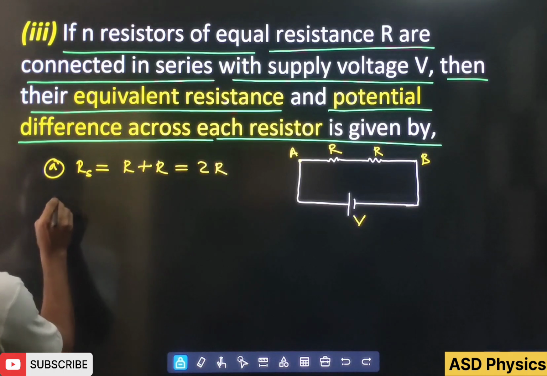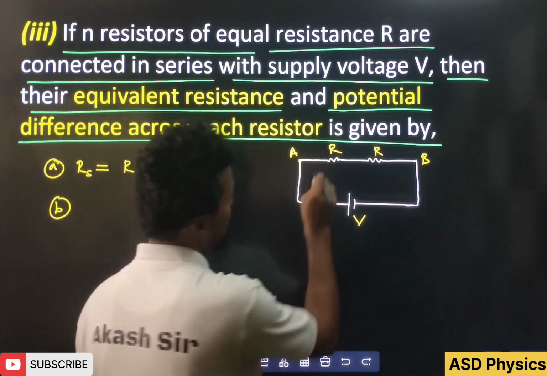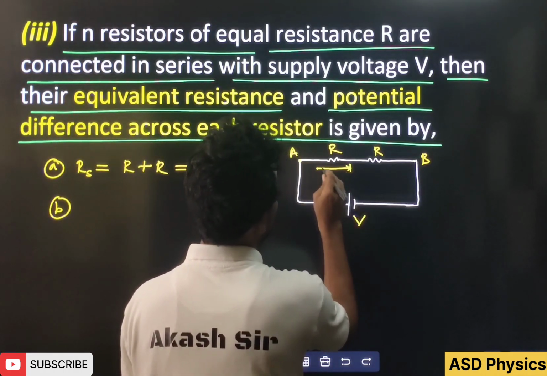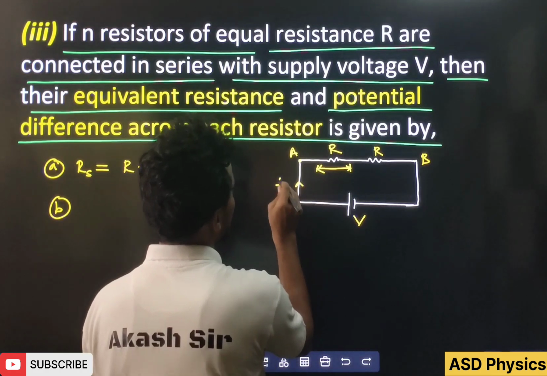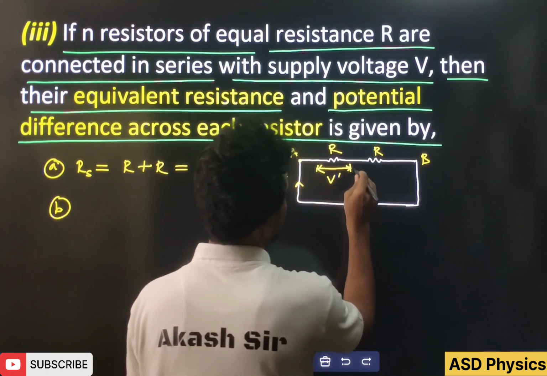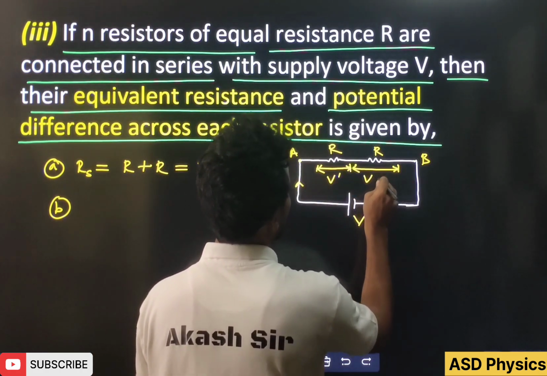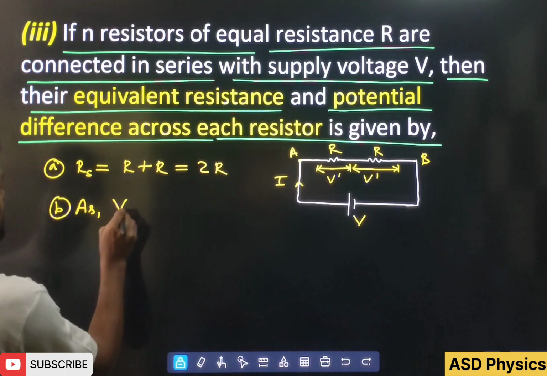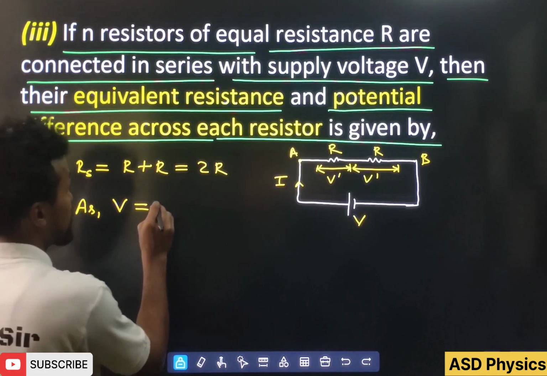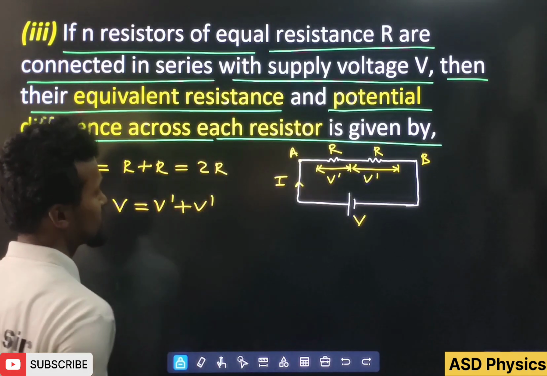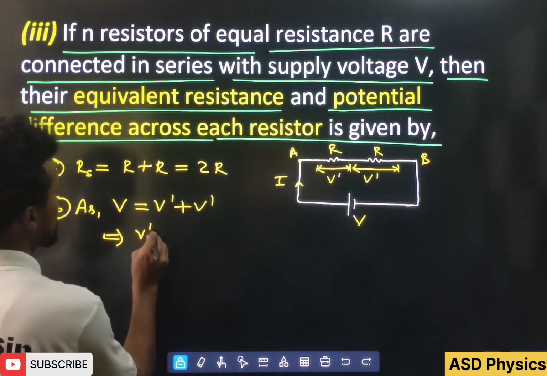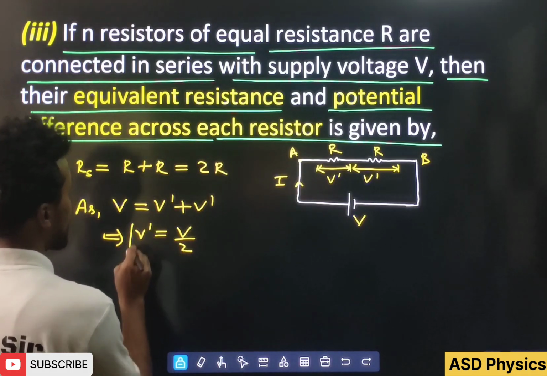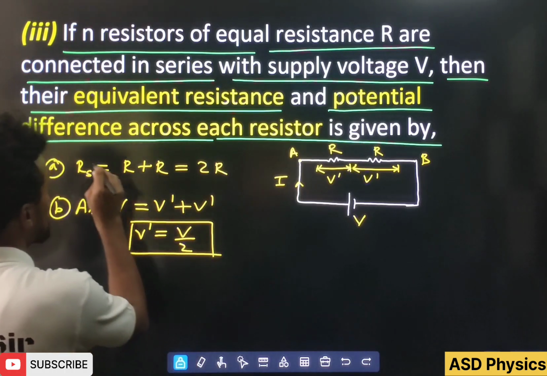Similarly, if I talk about the potential differences, as the resistances are the same, let's take this as V dash, and here also V dash. We know very well that V equals V1 plus V2, but here the resistors are the same, so we can write V dash plus V dash. That means V dash is equal to V by 2. That means voltage will divide equally.